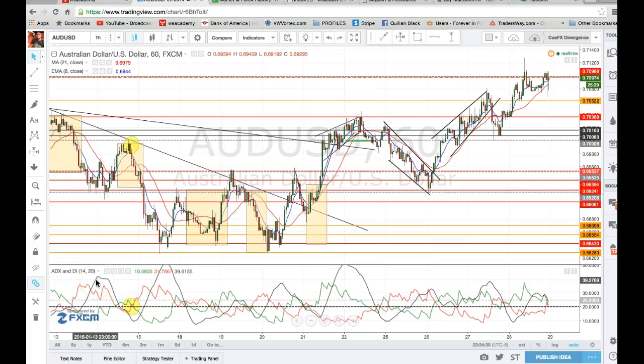How's everybody doing? This is Quillen Black, and in this video I'll be explaining how to use the ADX, which is known as the Average Directional Movement Index. It's a trend-based indicator which tells you when the market is in a trending type of movement and when it's in a non-trending type of movement.